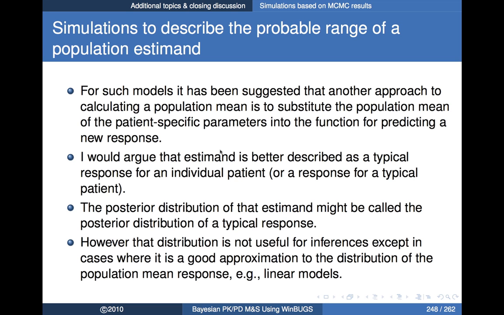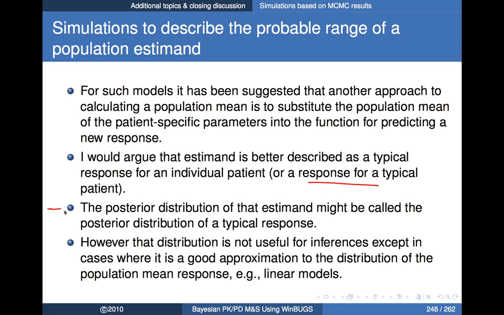It would instead be something you might call the posterior distribution of the typical response for an individual, or as I say here, the response for a typical patient, and you could describe the posterior distribution for that, but it would not represent the posterior distribution of something like a population mean, except in a very special case. It would in the case where the random effects enter the model linearly. In that special case, you actually get the same result, but in general, it won't be true.